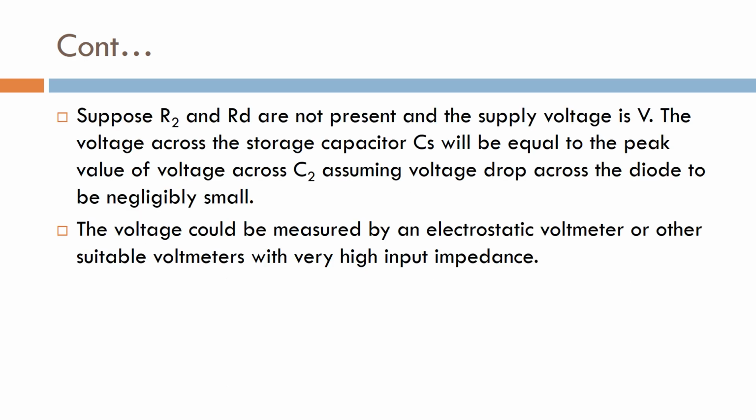Suppose R2 and RD are not present and the supply voltage is V. Then the voltage across the storage capacitor will be equal to the peak value of the voltage across C2, assuming the voltage drop across the diode to be small. The voltage could be measured by an electrostatic voltmeter or other suitable voltmeters with very high input impedance.